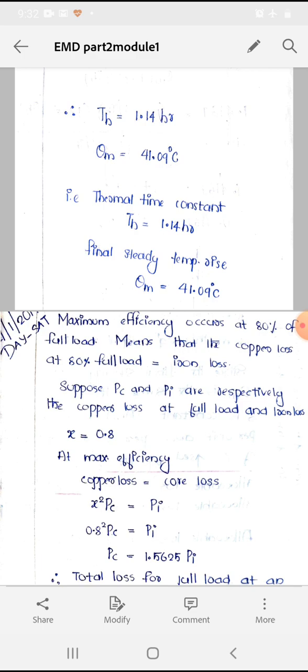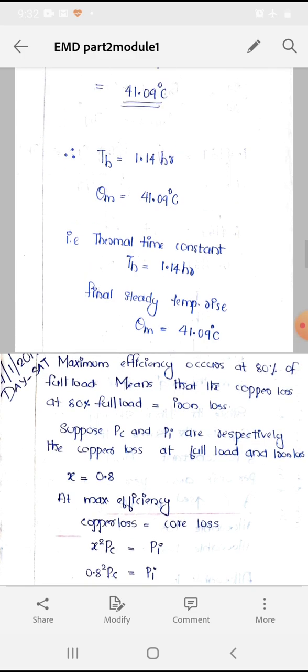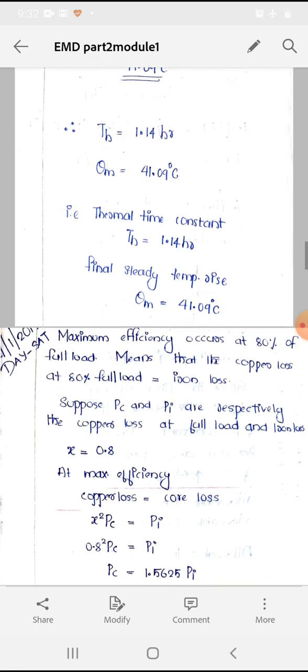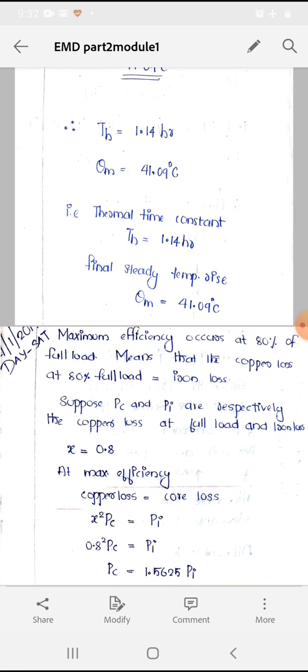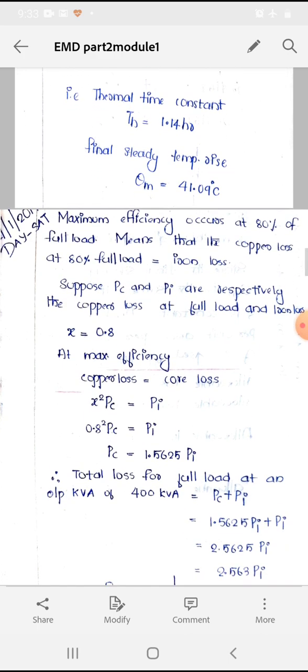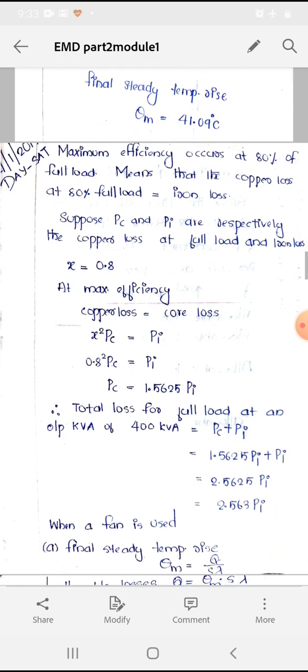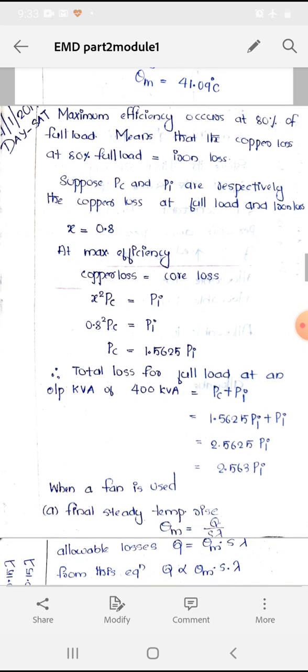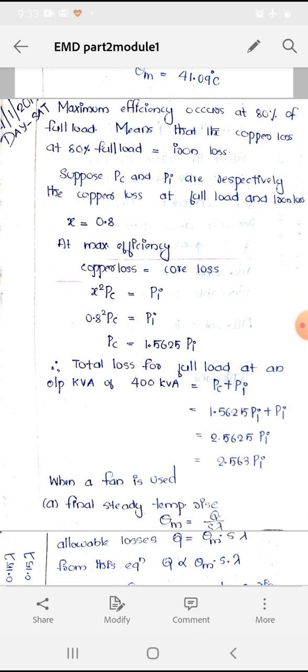Here we can take x as 0.8, since the question states that maximum efficiency occurs at 80% of full load. So at maximum efficiency, copper loss equals core loss, that is x² Pc = Pi. That is 0.8² Pc = Pi, so we get Pc as 1.5625 Pi.